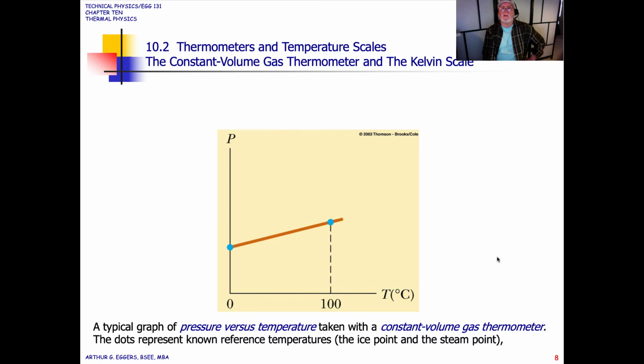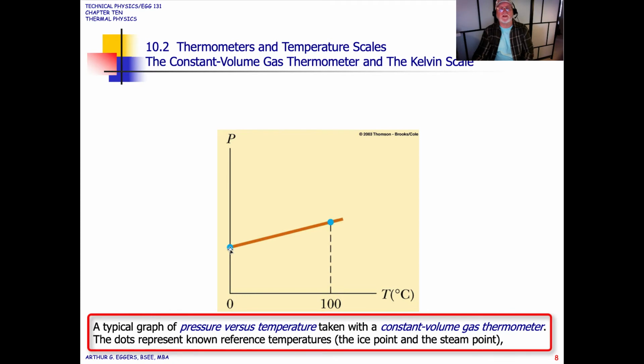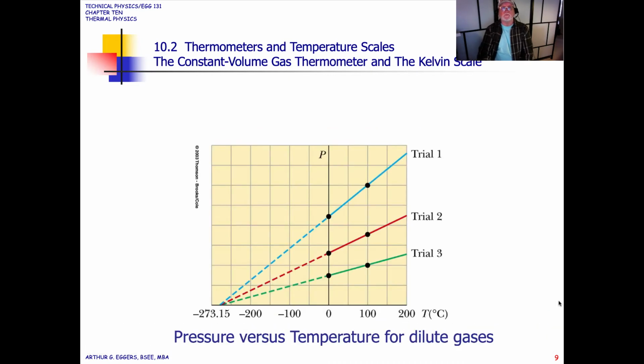If we look at a graphical depiction of what's going on, we pick our 2 points, 0 for the freezing point, 100 for the steam point, and we have a trend or a linear representation here in degrees Celsius. A typical graph of pressure versus temperature then, notice we have pressure on the vertical axis, temperature in Celsius on the horizontal axis. This is taken with a constant volume gas thermometer. The dots represent then the known reference temperatures, the ice point and the steam point.